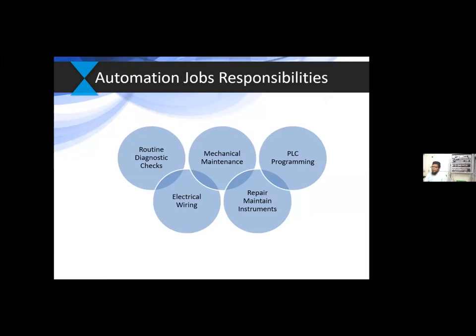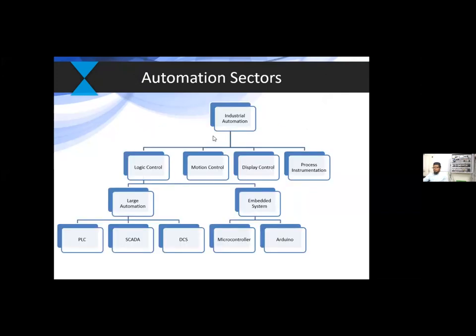So what are the main automation job responsibilities? Job responsibilities are mainly diagnostics of the machine, mechanical maintenance, PLC programming, electrical wiring and repair, and maintenance of instrumentation. These are the main automation job responsibilities.